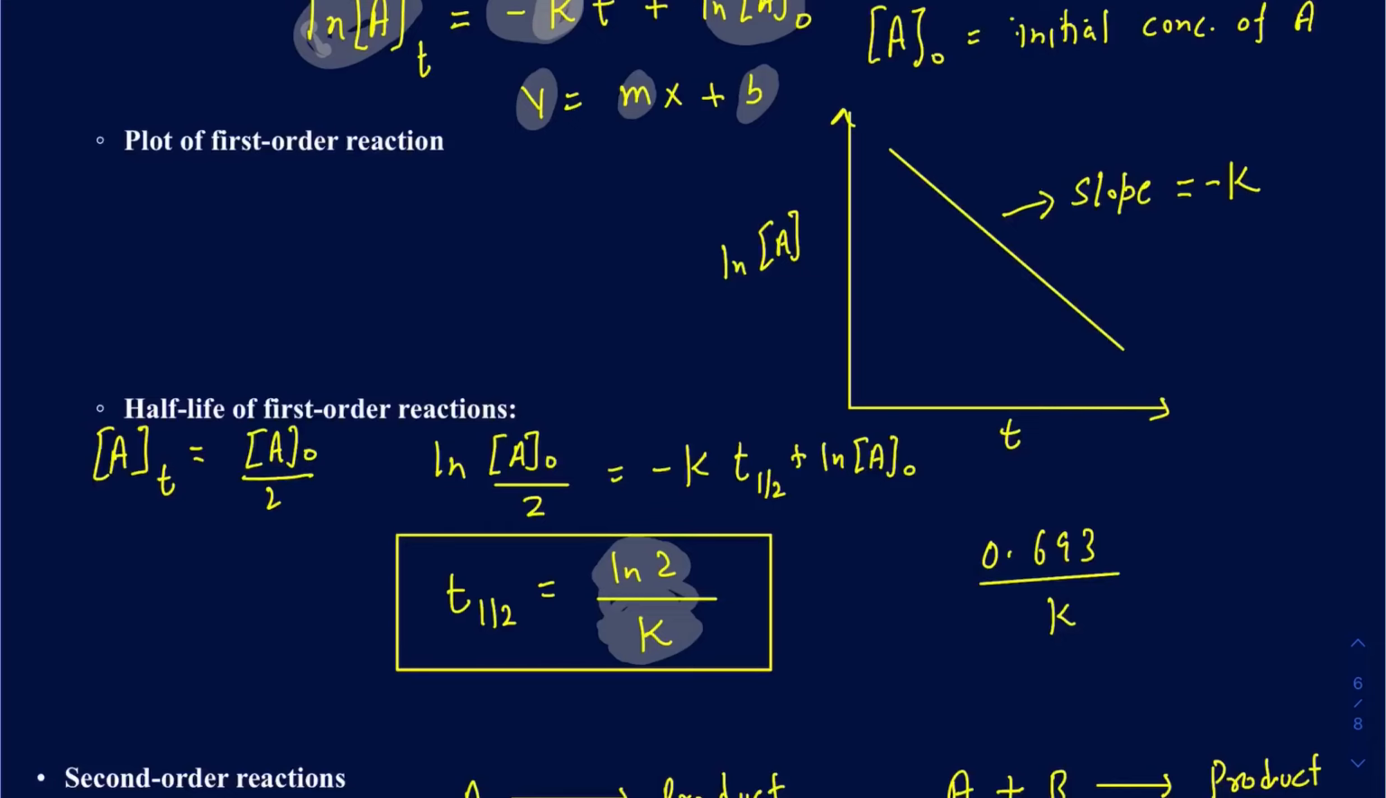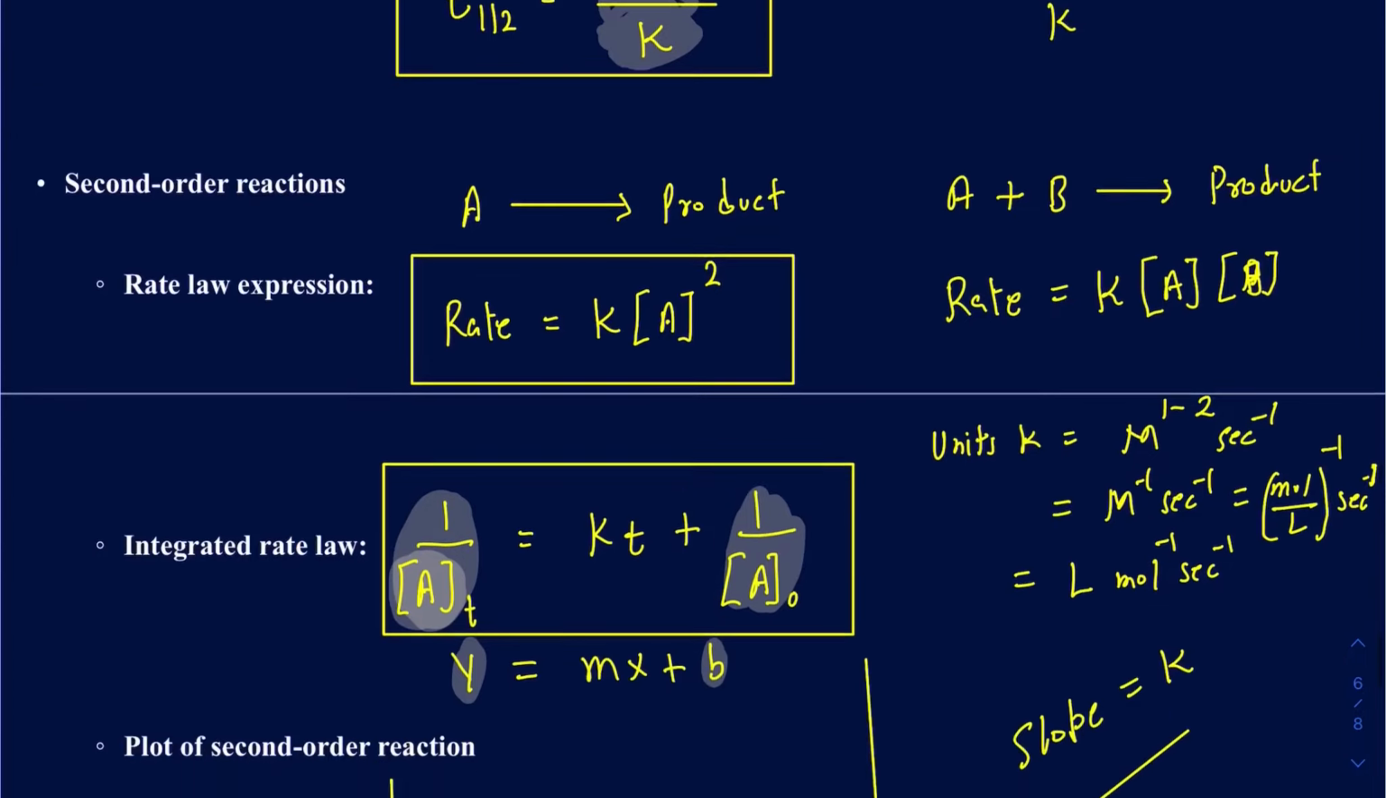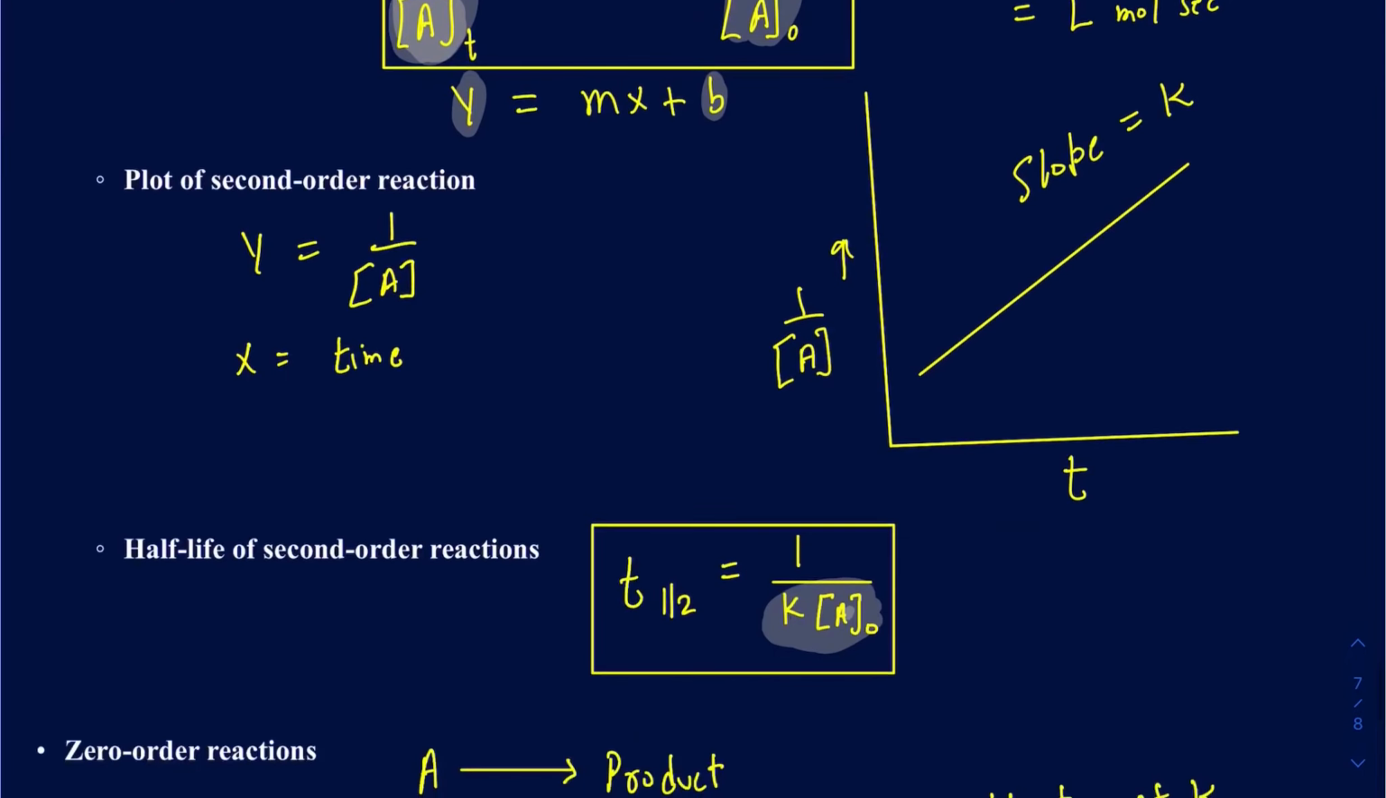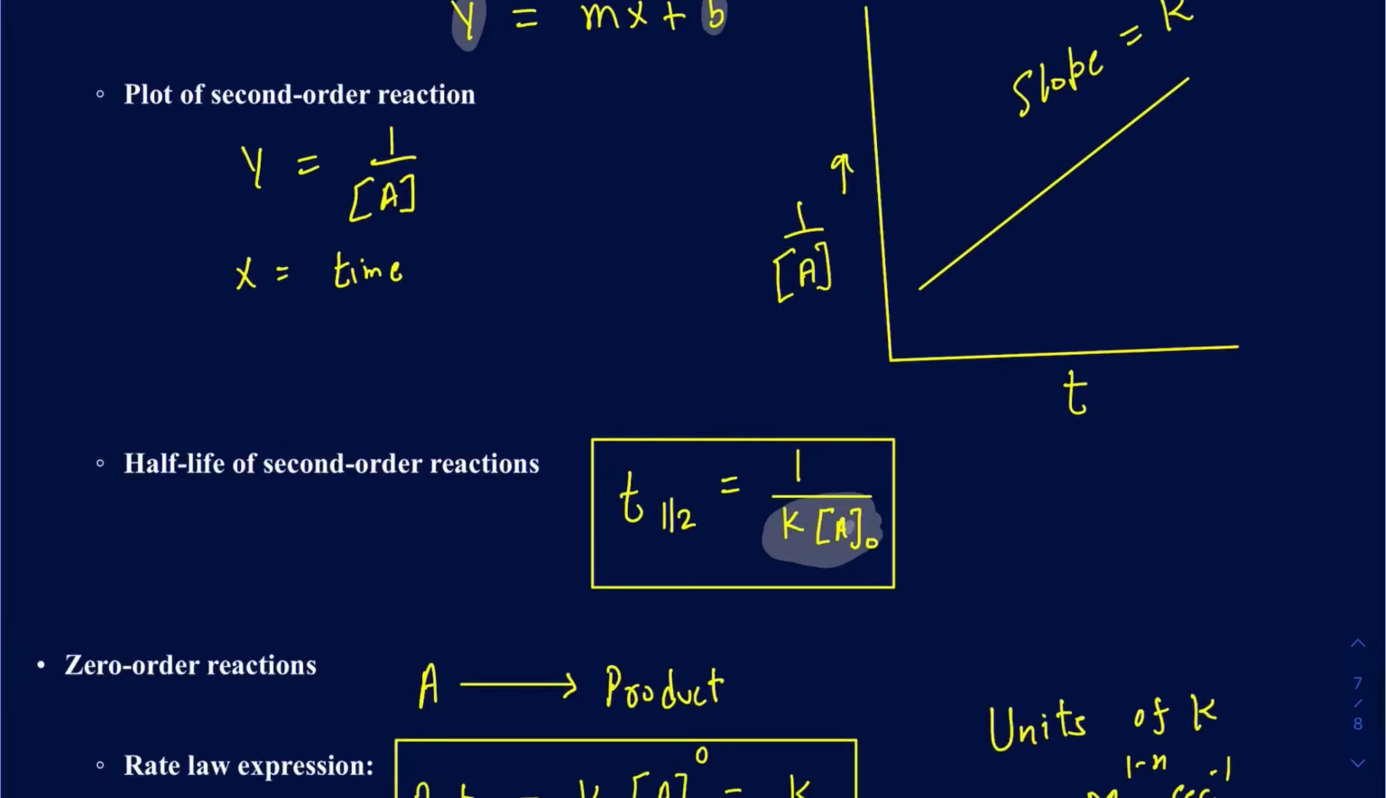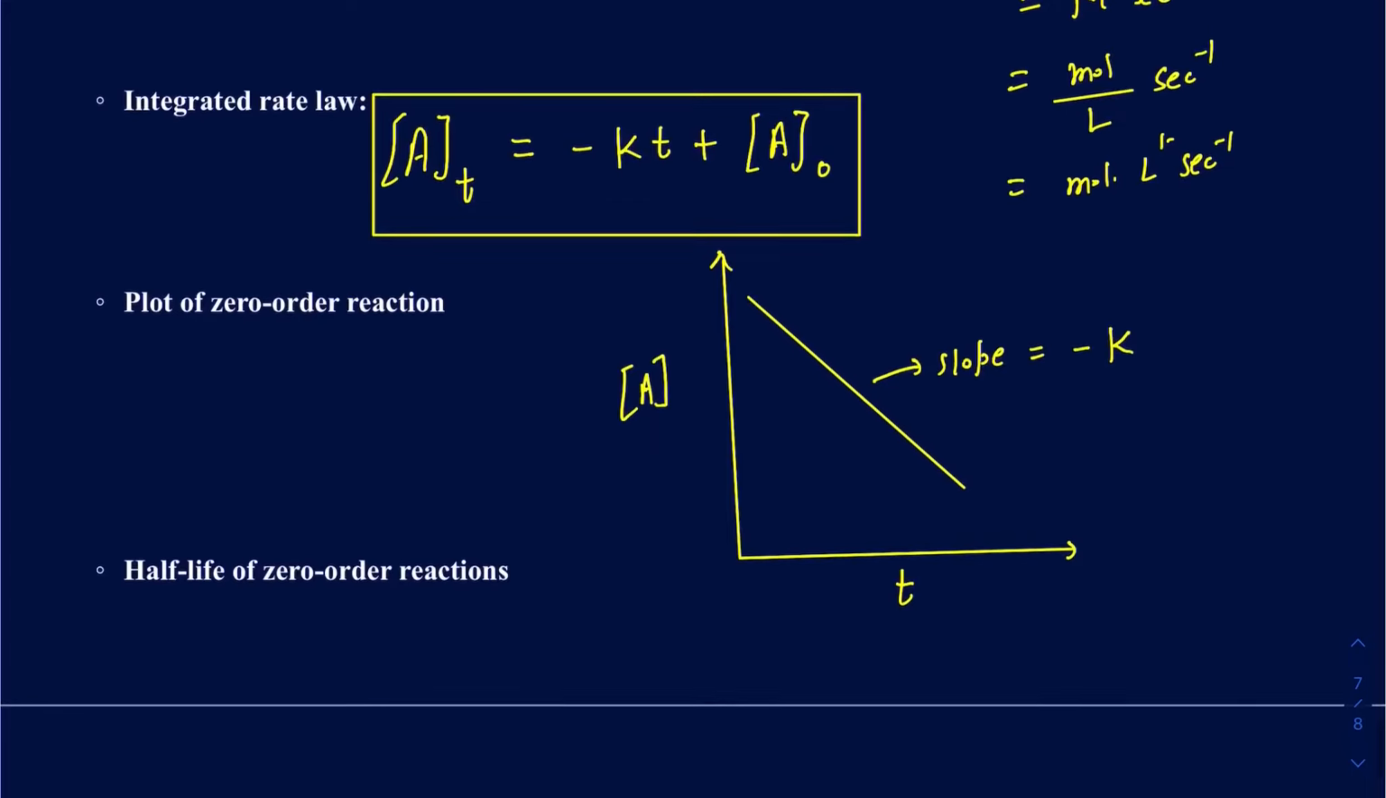Suppose you did that and it did not come out to be a straight line, then you check for a second order reaction, which is drawn by plotting 1 over the concentration versus time. If you do get a straight line with a positive slope, then it's a second order reaction. And in case you don't get it, then you're going to plot another graph with the concentration on the y-axis and the time on the x-axis.